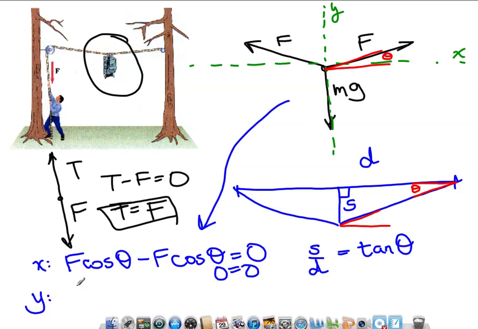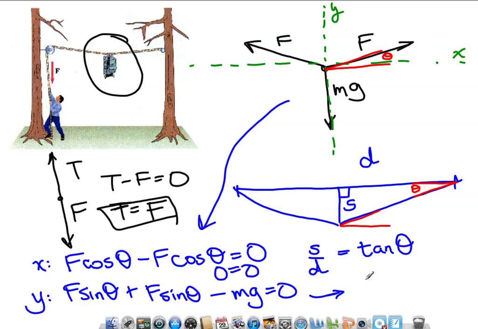The y equation says that F sine theta, from this one going up, plus the other one, F sine theta, minus mg equals 0. This tells us that 2F sine theta equals mg, so F equals mg over 2 sine theta. So since we've calculated theta from this, we can calculate the force from here. And you just have to do that twice for the two different problems.